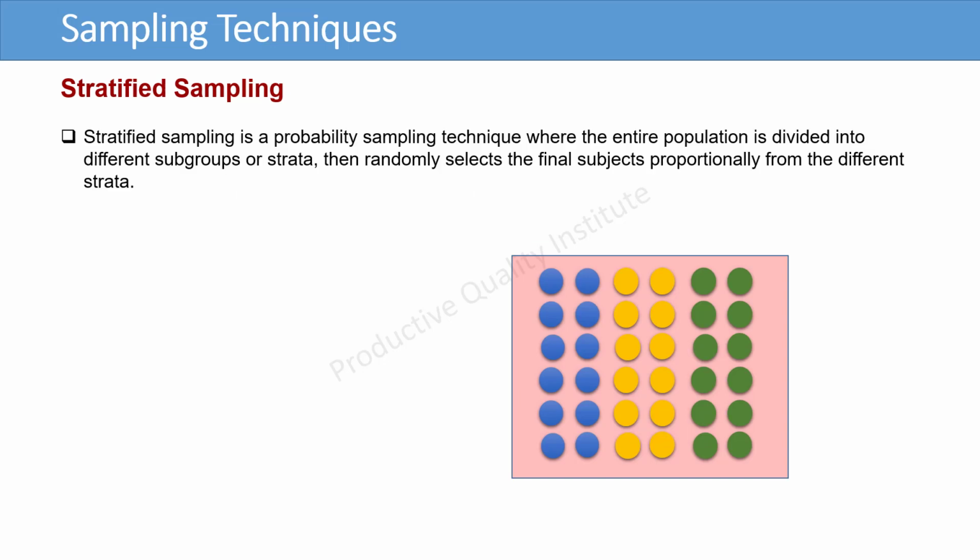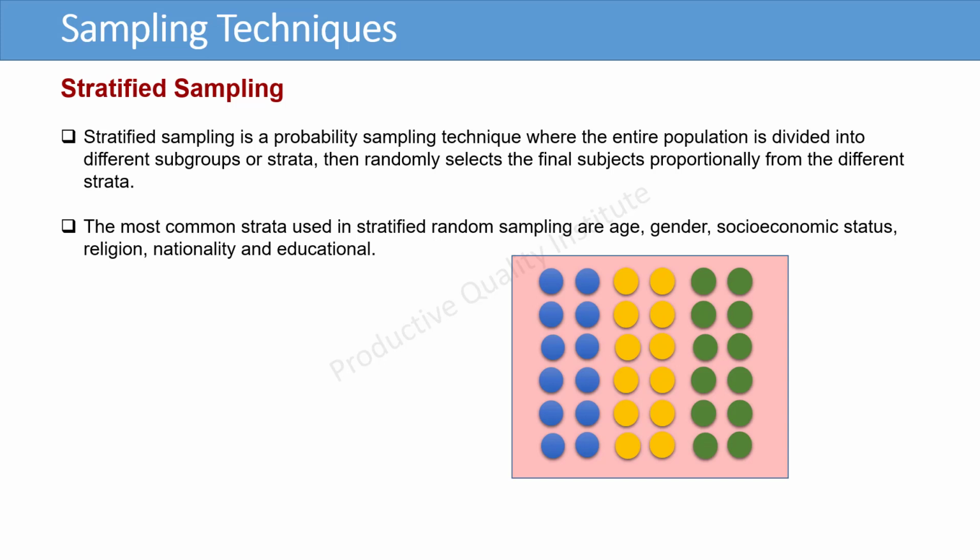Stratified sampling is a probability sampling technique where the entire population is divided into different subgroups or strata, then randomly selects the final subjects proportionally from the different strata. The most common strata used in stratified random sampling are age, gender, socioeconomic status, religion, nationality, and educational level.